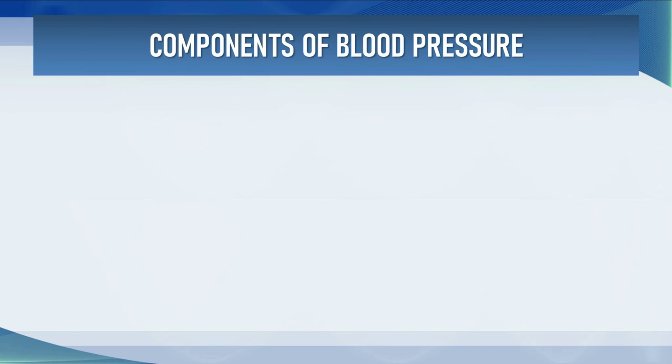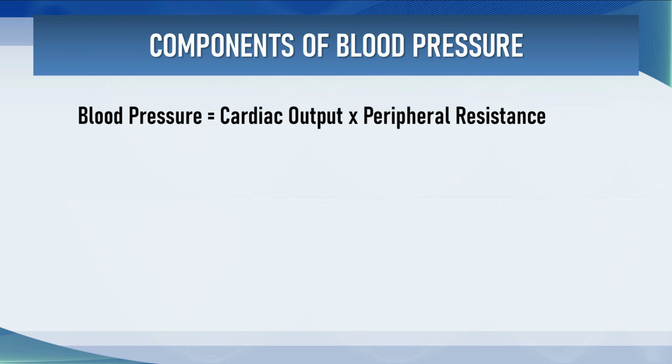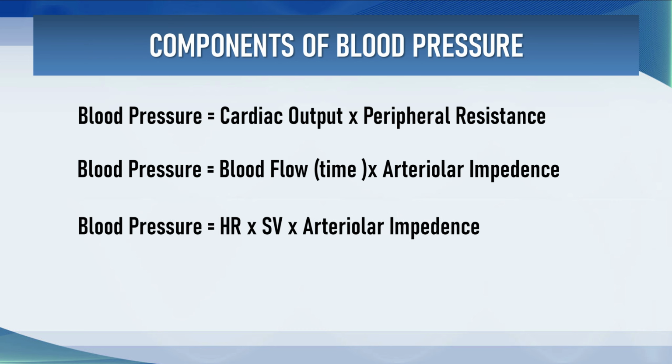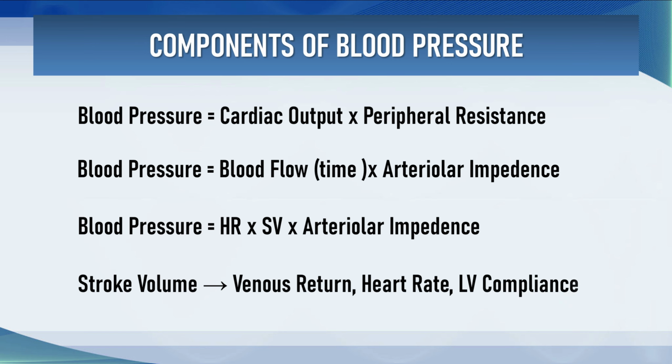Typically, this is defined as the cardiac output times the peripheral resistance, or the blood flow over time times the arteriolar impedance. To keep things simple, I'm going to define blood pressure as heart rate times stroke volume times arteriolar impedance. The stroke volume involves the venous return, the heart rate, and the left ventricular compliance.